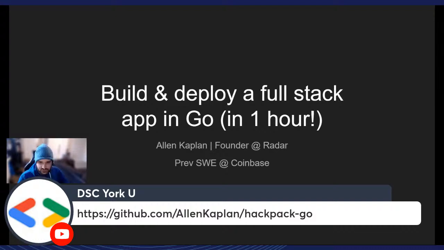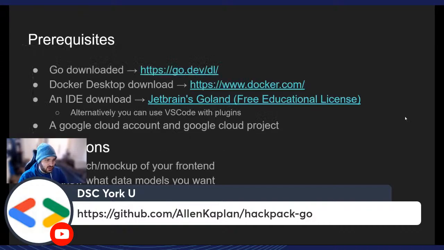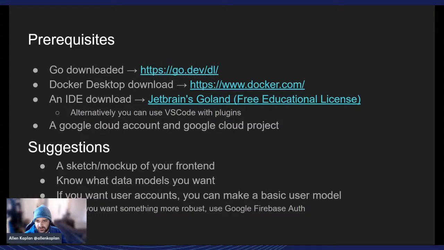Great. So today we're going to get started on how to build an app. The few things that you'll need to have ready to go are Go itself downloaded, which you can go get at go.dev/dl. You're going to want to download Docker, which is a containerization platform allowing you to easily deploy it to the cloud. Make sure you have an IDE of your choice. I recommend JetBrains' GoLand, which has a free educational license, and alternatively, you can use VS Code with plugins.